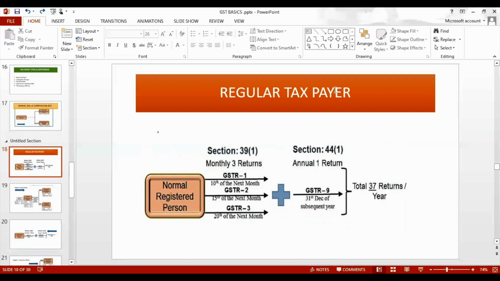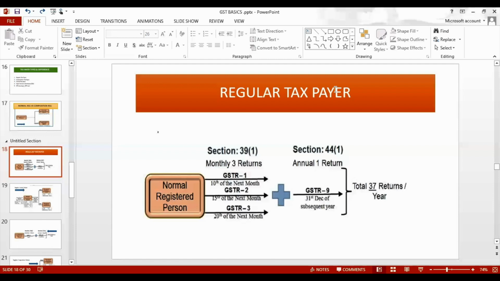GSTR-1 is related to sales. For filing April month's sales, I have to update the portal in the next month, before the 10th day. I have to register all sales here.